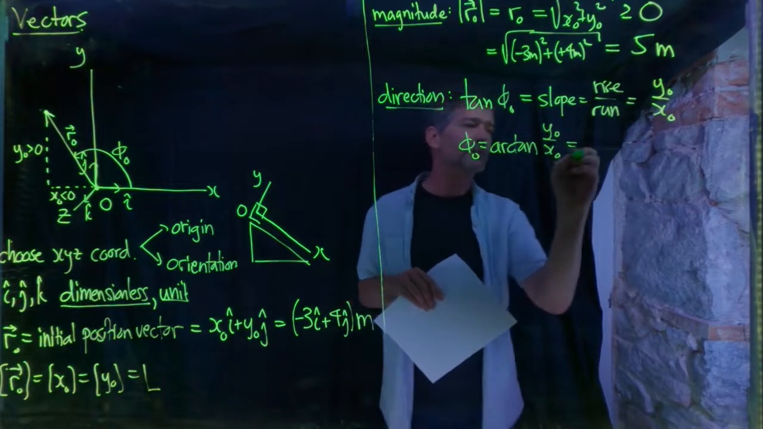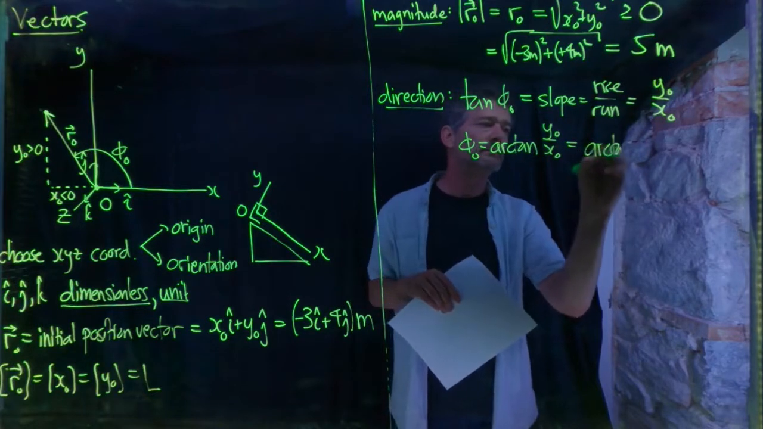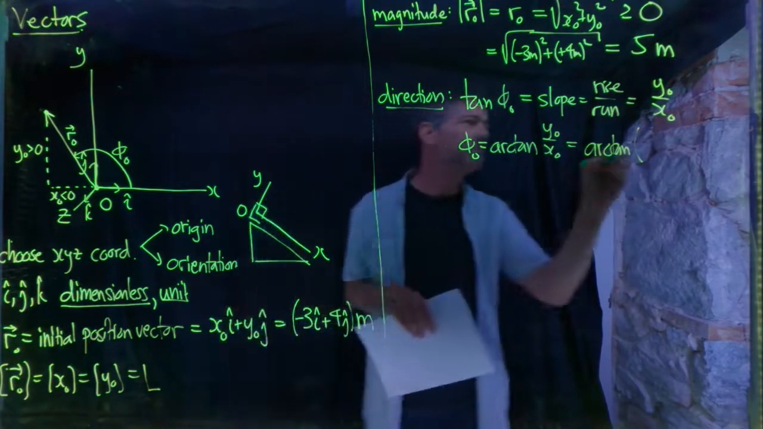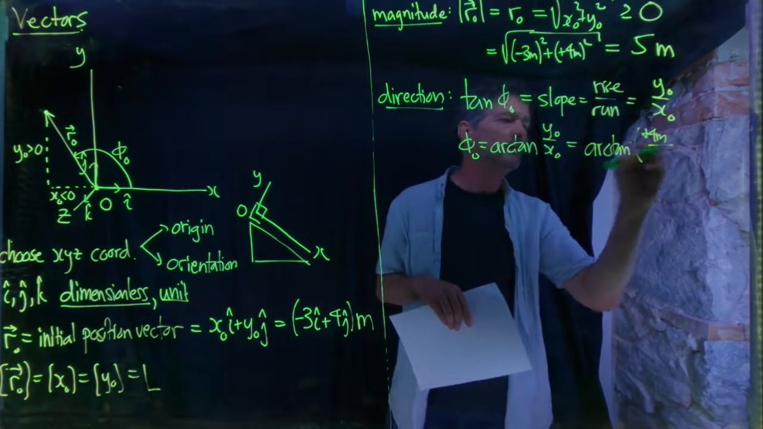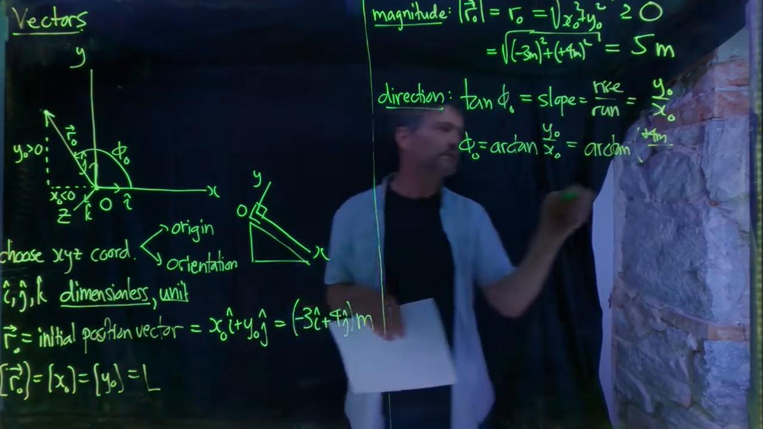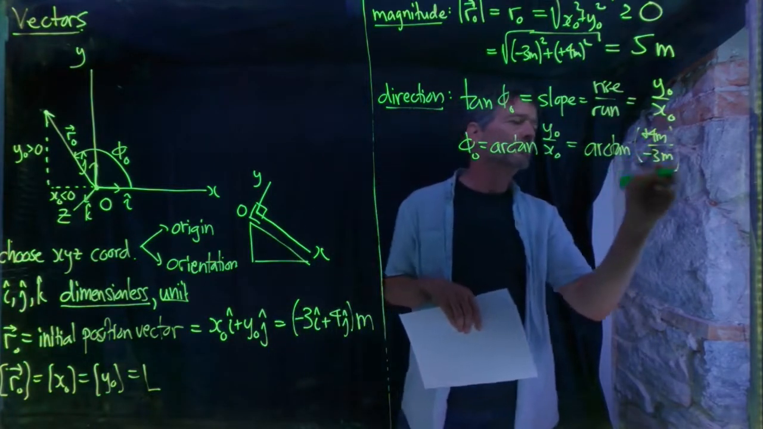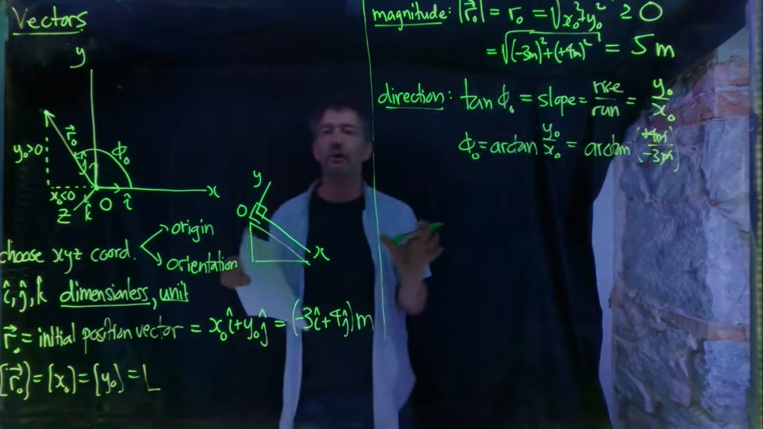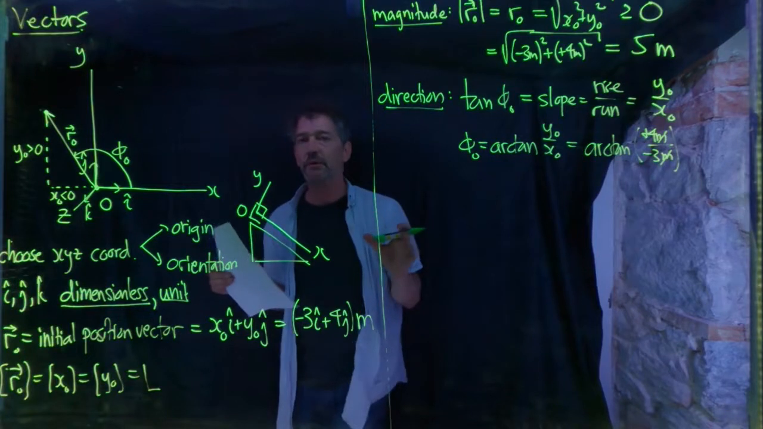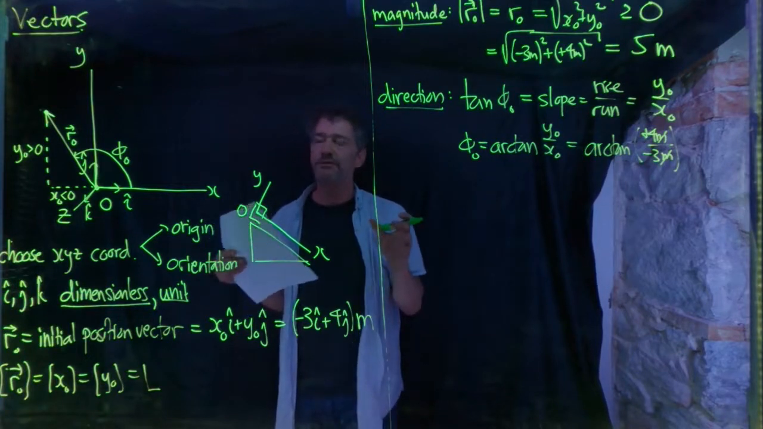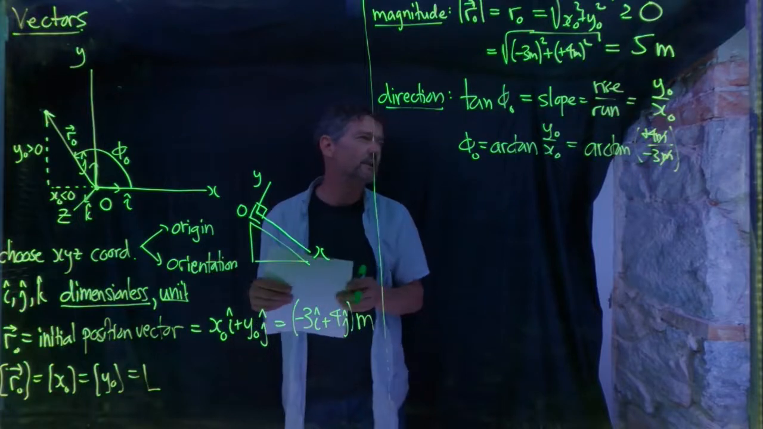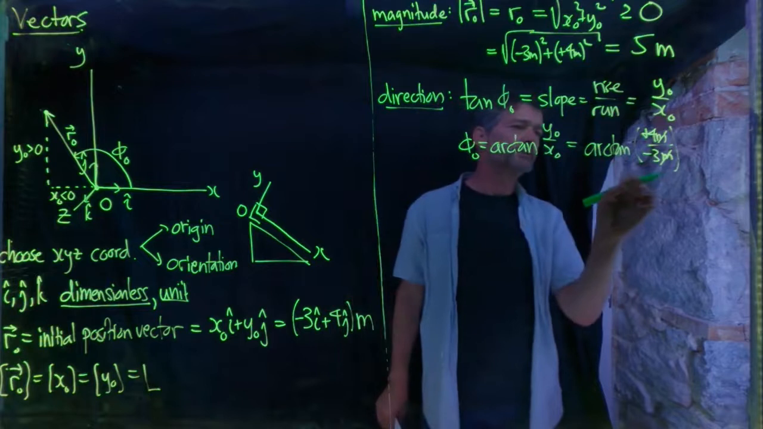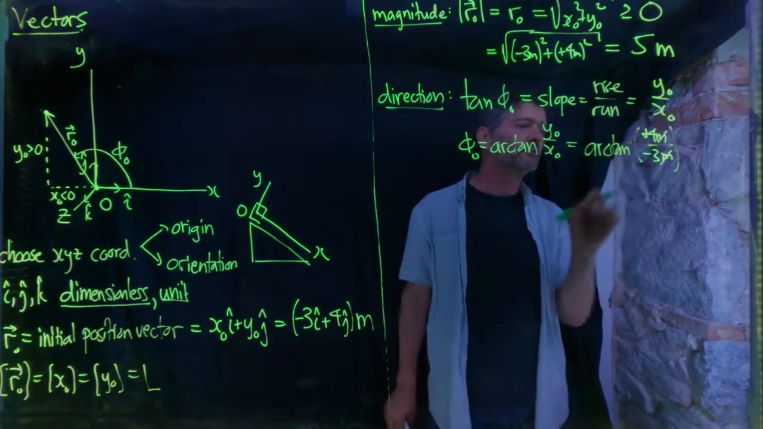Okay, and so let's actually work that out. So we get arctan. In this case, y0 is positive 4 meters, and x0 is negative 3 meters. And you'll notice something important, that the meters cancel out. All angles are dimensionless. Whenever you take a function of some variable, that variable has to be dimensionless. So arctan of a dimensionless number, 4 divided by negative 3.